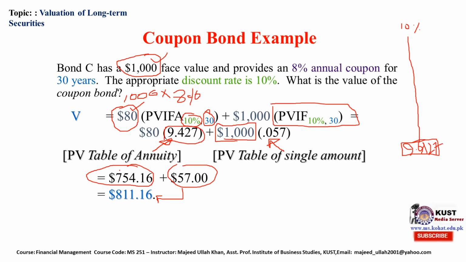So this bond is also sold and purchased in the open market at a discounted price. Face value is 1000 and its intrinsic value is $811. This is because people have an opportunity to invest their money somewhere else, which gives them 10% returns, at the same risk level. If they invest somewhere else at the same risk level, it will give them 10% return instead of 8%. So people will not buy this bond. They will buy this bond only if it is available at a discounted price.